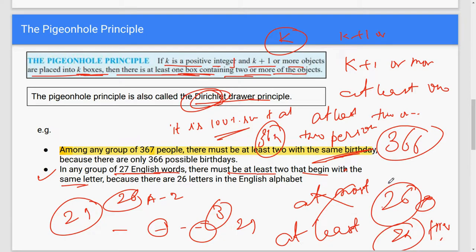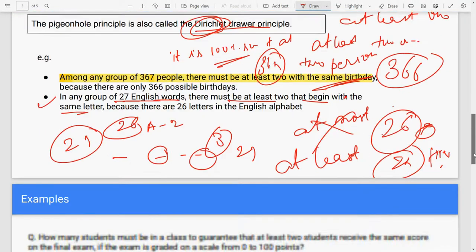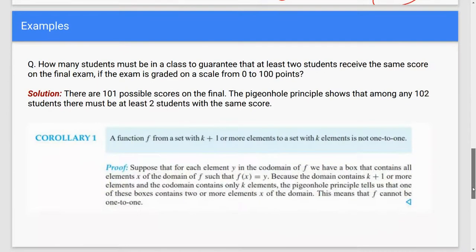So I think this particular thing is clear. The thing is that you have to think in terms of at least, not at most. Think in terms of at least. Okay, let's talk about some more examples.